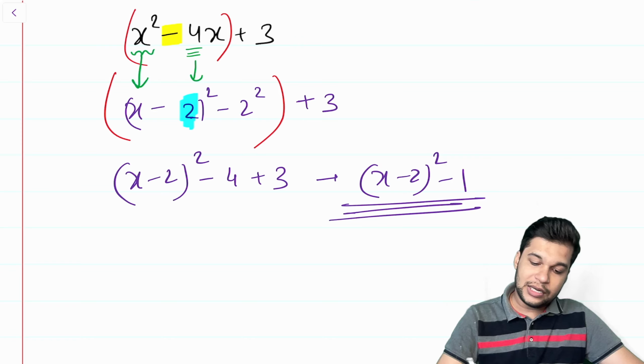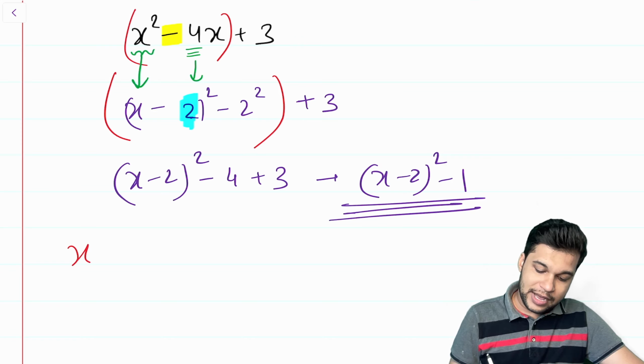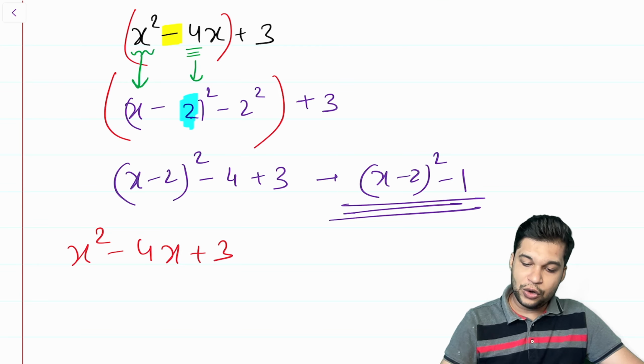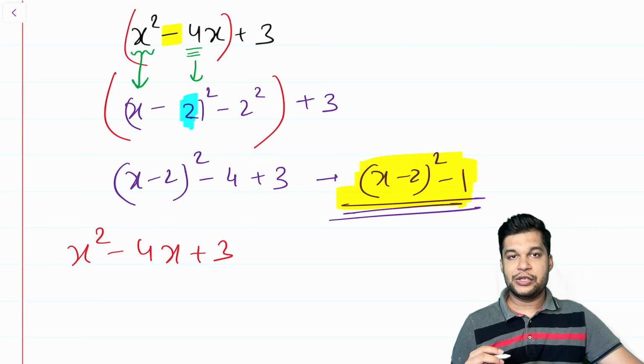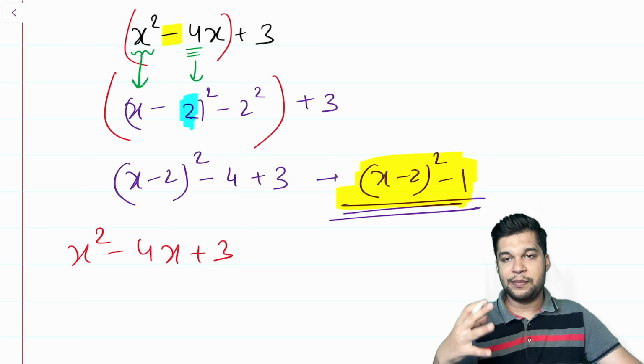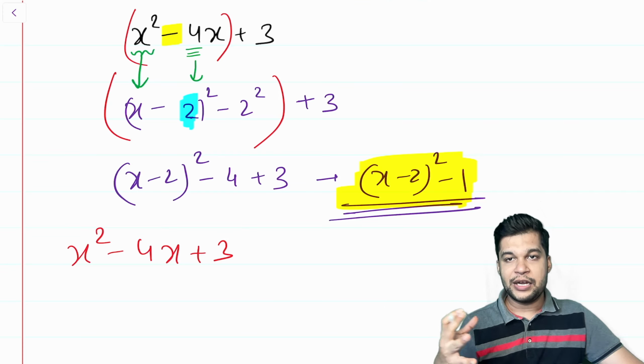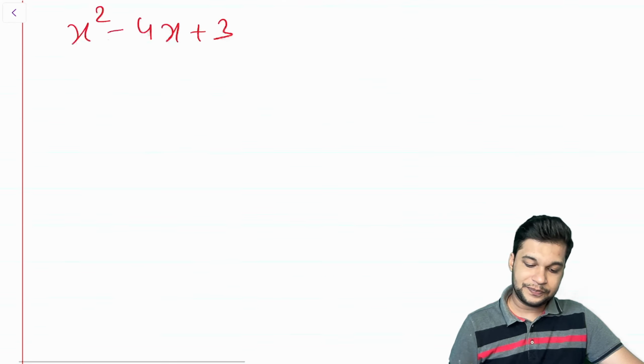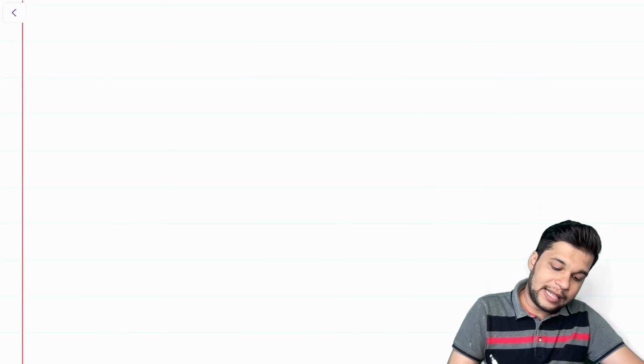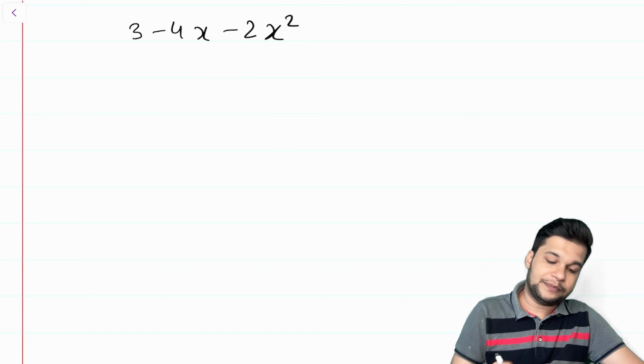Your question earlier was x square minus 4x plus 3, and now it looks like this, x minus 2 whole square minus 1. So this process is known as completing the square method. Okay, now we are going to do one more example and I'm sure you will understand it even better. Let's say 3 minus 4x minus 2x square.